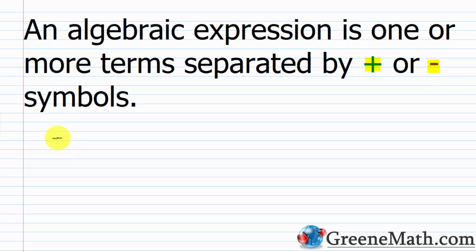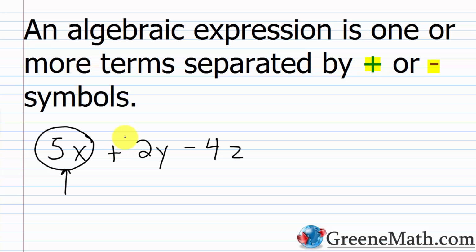Let's say we have something like 5x plus 2y minus 4z. So if you want to look at that algebraic expression and say, where are the individual terms? Well, every time you see a plus or a minus sign, you've cut off a term. So this is a term, this 5x, because there's a plus here, right? That cuts off this term from this term. Then this 2y is a term, right? You have a minus sign here, and you have a plus sign over here. So it kind of separates everything.